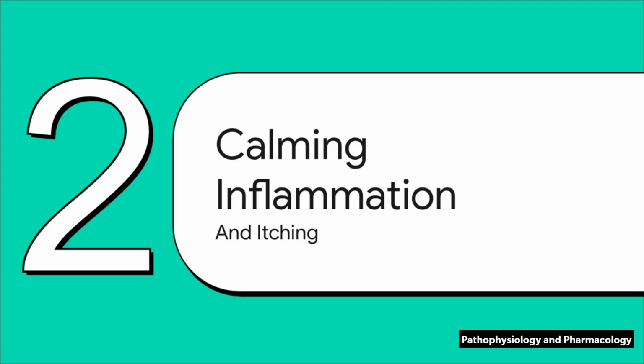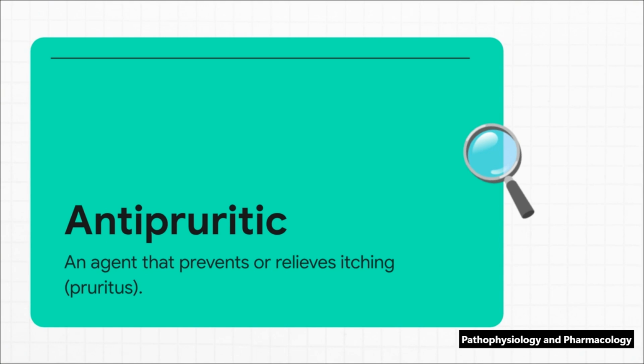All right, let's switch gears. We've talked about fighting infections. Now, let's get into managing one of the most common and frustrating patient complaints, that relentless cycle of inflammation and itching. So, the proper medical term for itching is pruritus. That means any agent designed to stop that itch is called an antipyretic. And trust me, providing that relief is exactly what your patients are hoping for.